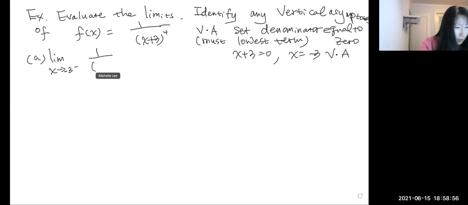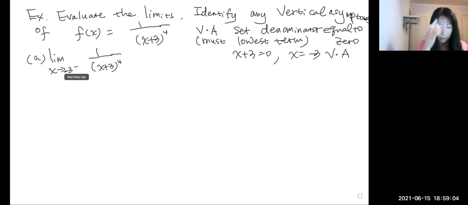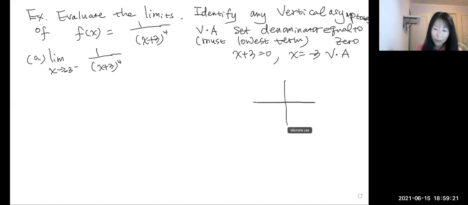-3. Okay. So this one, what do you think? We have a vertical asymptote when x equal to -3. And we just learned about the power, which is even. So this one will be at -3, right? Looks like this, right?